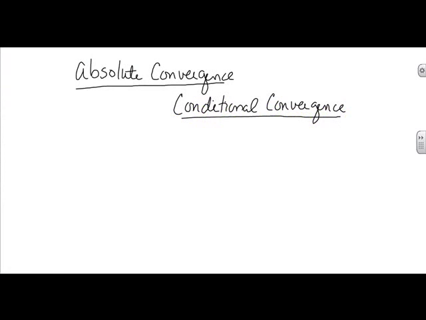Last thing we're going to talk about in chapter 8, section 6, is the difference in absolute convergence and conditional convergence of a series. We're talking about any series. It doesn't have to just be an alternating series now. So we could have a series of positive terms. We could have a series of terms that have different signs. Certainly you could have an alternating series.